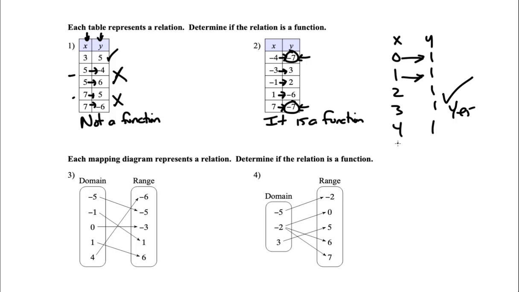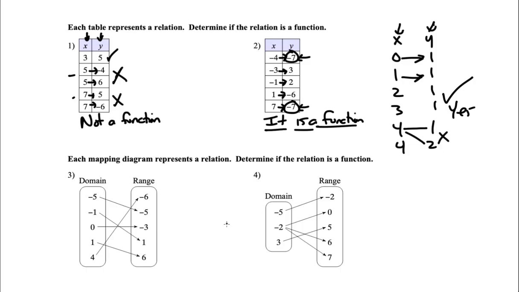It's only if I added another one like 4, 2, now it wouldn't be a function, because for 4, sometimes I get 1, sometimes I get 2. It's for every x, there can only be one y. It's okay if you get the same y value for different x's. So this one is a function. Yes, it is a function.